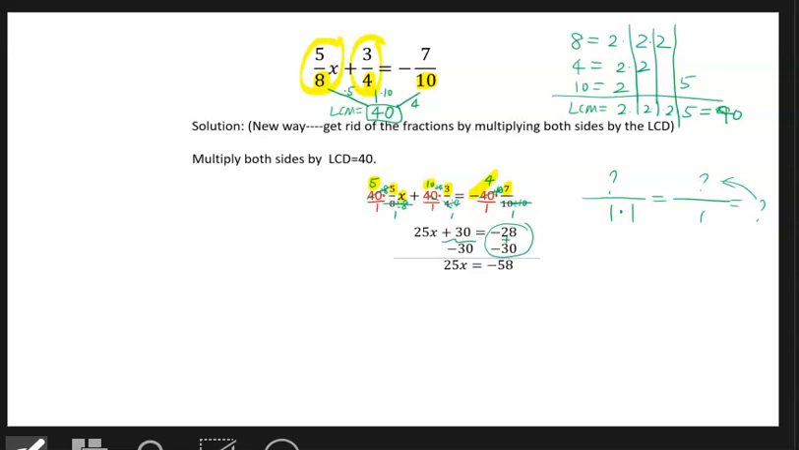Now, in order to get rid of 25, because the operation between 25 and x is multiplication, we're going to do the opposite of multiplication, which is division. 25 divided by 25, they cancel, so we're just going to get an x. On the right hand side, negative divided by positive, that's negative. But 58 and 25 don't have anything in common, because the only number that goes into 25 is 5, but 5 doesn't go into 58 because it doesn't end in 0 or 5. That's why we can stop. And this is already the final answer.